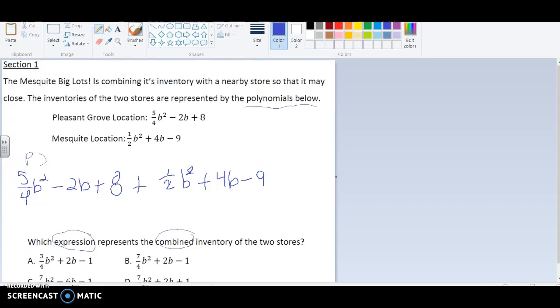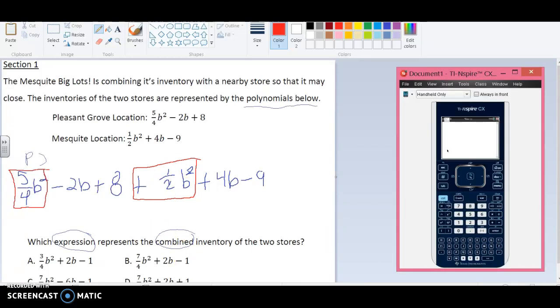All right, so now we're going to look for some like terms. So my first thing I have here is 5/4 b squared. And so I'm going to look for other b squared terms. And I have one over here. So I've got 5/4 b squared plus 1/2 b squared. Because I have a fraction, I'm going to check that out in my calculator. So control divide 5/4 and then plus control divide 1/2 and then just press enter.